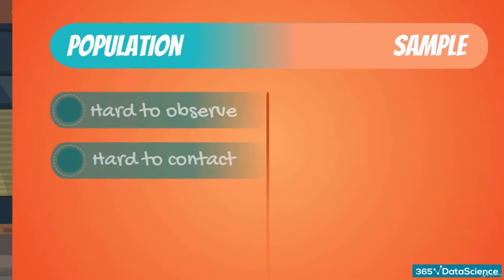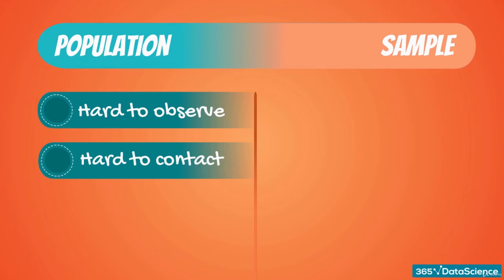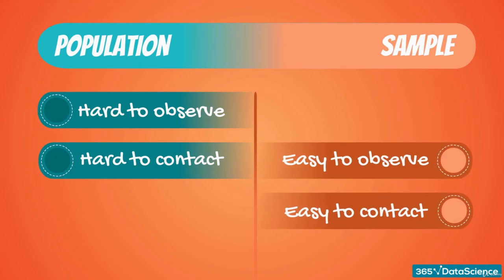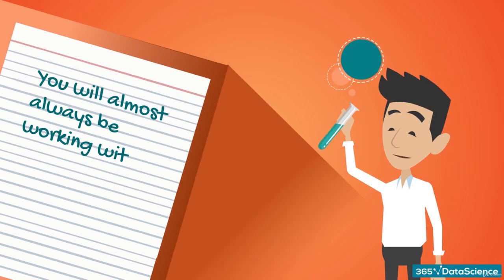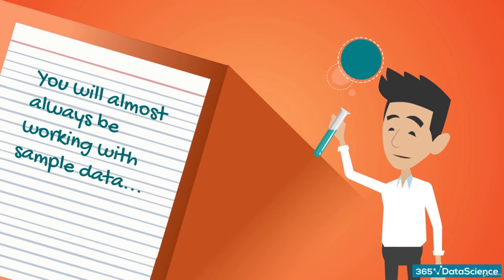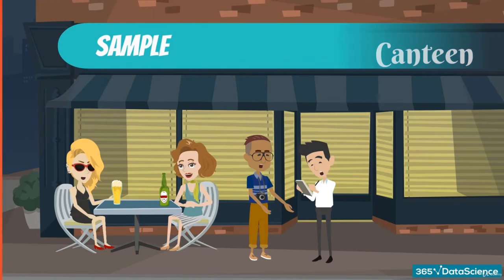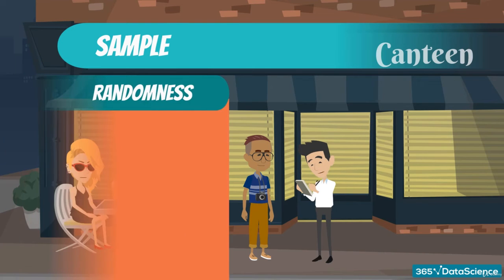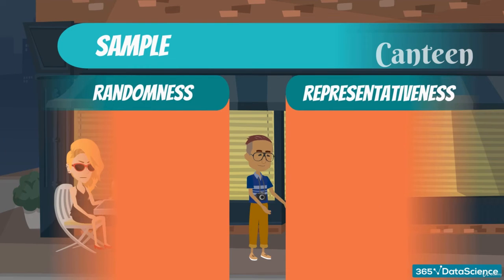Good job! Populations are hard to observe and contact. That's why statistical tests are designed to work with incomplete data. You will almost always be working with sample data and make data-driven decisions and inferences based on it. All right. Since statistical tests are usually based on sample data, samples are key to accurate statistical insights. They have two defining characteristics: randomness and representativeness. A sample must be both random and representative for an insight to be precise.